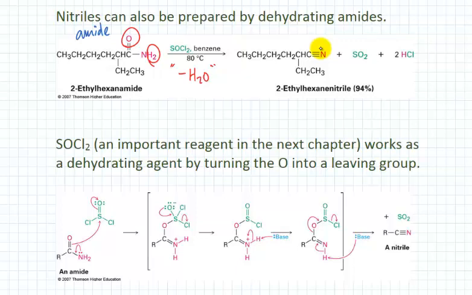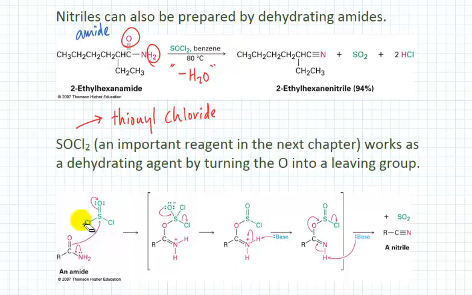The reagent that we use for that is SOCl2, thionyl chloride. You may remember thionyl chloride from chapter 17. Thionyl chloride reacts with alcohols to turn them into alkyl chlorides. It works as a dehydrating agent in this case, but the overall mechanism is very similar.